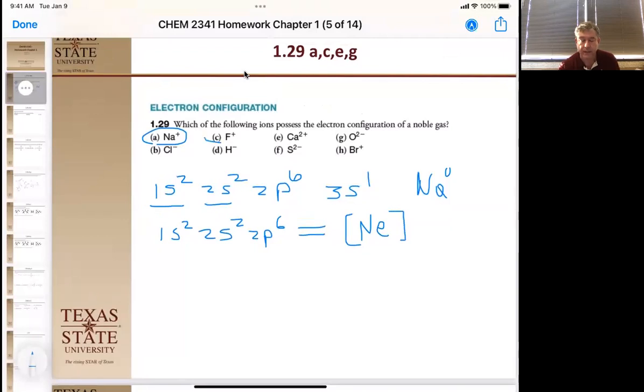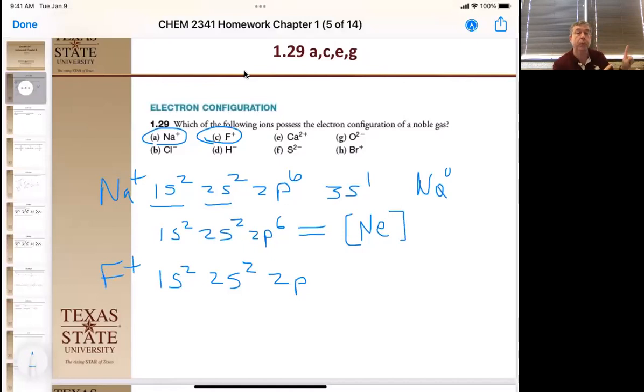Now C here is F +1. If we look at where it is on the table, it's in the 2nd row. So we're going to have a 1s2, a 2s2, and then a 2p, but we have to figure out how many electrons are in the p. Remember, we fill the lowest orbitals first. Again, this is sodium +1, and this is fluorine +1. And if we look at which group it's in, it's group 7A.